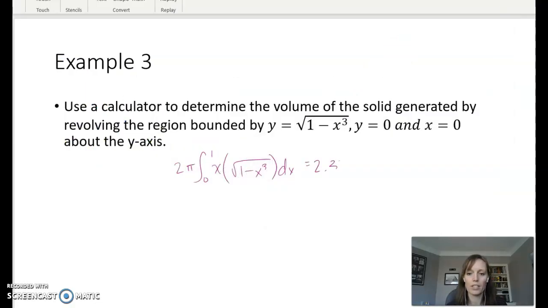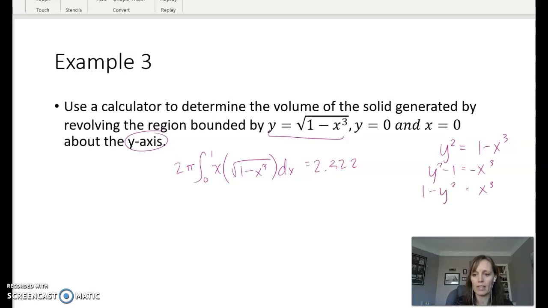If I wanted to do this as a washer method, that just means that I need to get my function in terms of y because I'm rotating around the y-axis. So let's do that real quick. I'm going to start by squaring both sides. I get y squared equals 1 minus x cubed. I want to get x by itself, so I'm subtracting 1 from both sides and then dividing by a negative. So I get 1 minus y squared, and then I take the cube root of that. And so the integral still from 0 to 1, but this time, remember the washer method is pi times the integral of the radius squared. So the radius is the cube root of 1 minus y squared, squared, dy.